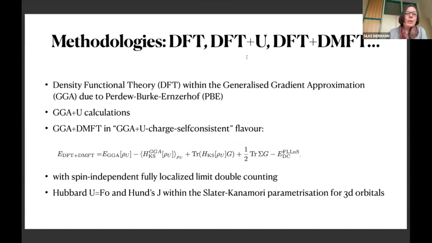So in the following, I will show you DFT calculations within the generalized gradient approximation in the flavor due to Perdew, Burke, and Ernzerhof, the PBE, and GGA plus U calculations, and then GGA plus DMFT in GGA plus U charge self-consistent flavor. Why is that? We will be treating quite complex unit cells, and full charge self-consistency with a full quantum Monte Carlo impurity solver at each step becomes expensive.